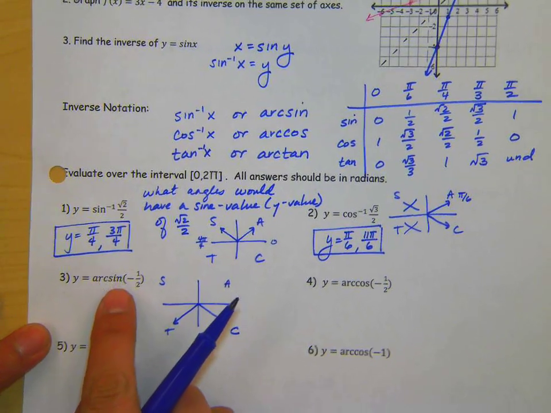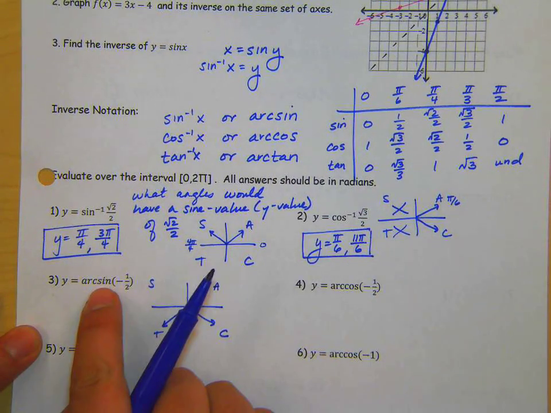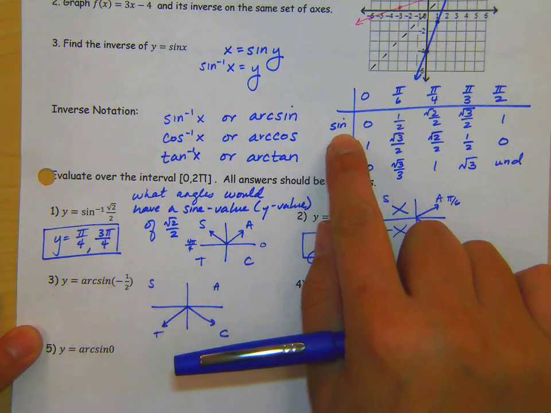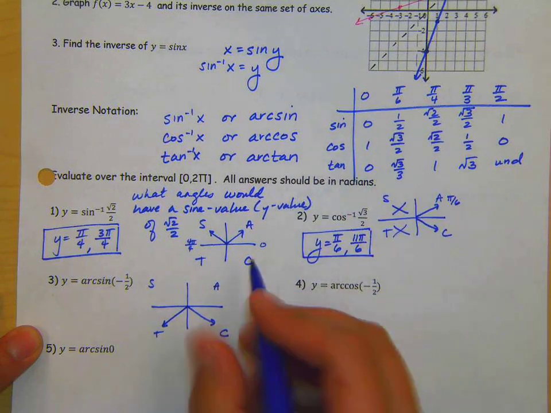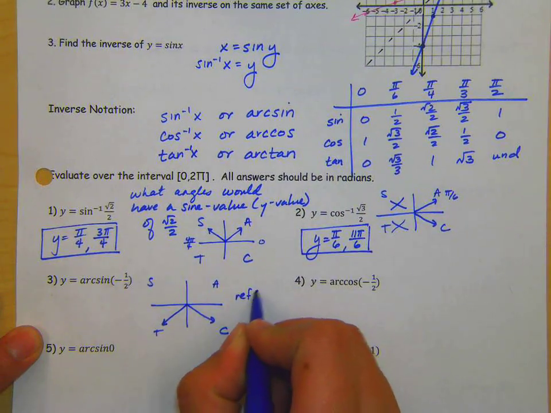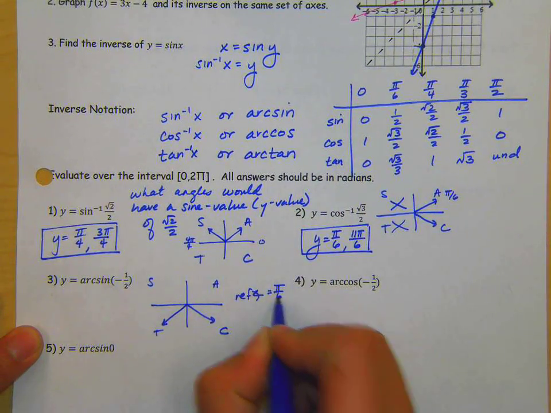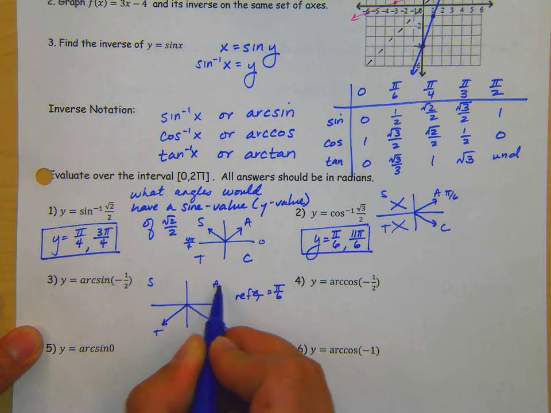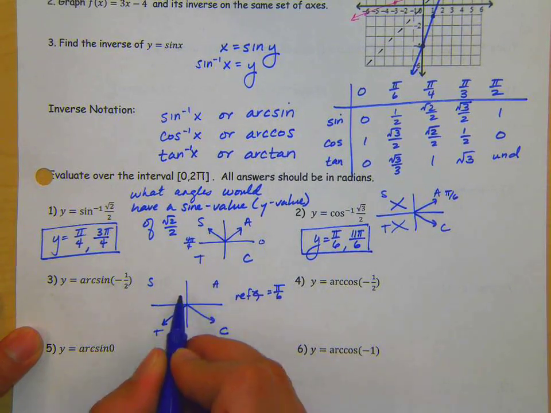So I'm going to go up to my reference angle chart. So we're looking for sine 1/2. My reference angle would be pi over 6. Okay, so here's pi over 6, so definitely not that as an answer. And it can't be in quadrant 2.